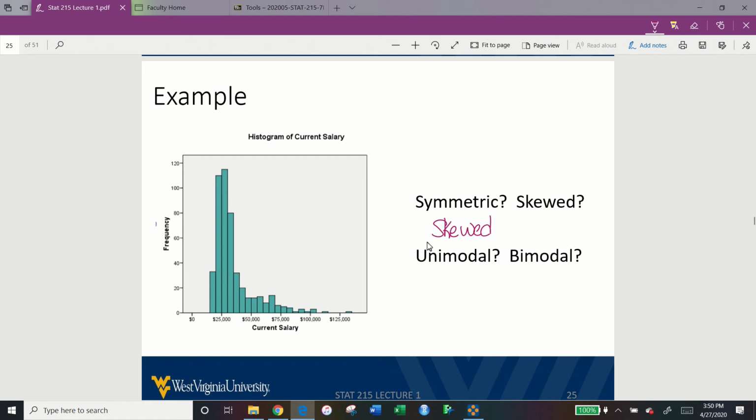Think of our jingle. Well, if you couldn't remember, we are going to the right. So this is skewed right. Next, is it unimodal or bimodal? Well, how many towers do we have? How many peaks? 1 or 2? Hopefully you realized that we were looking at a unimodal situation. There is only one top to this mountain.